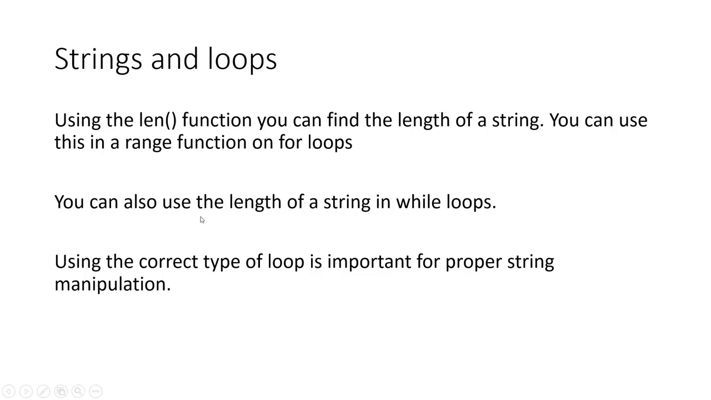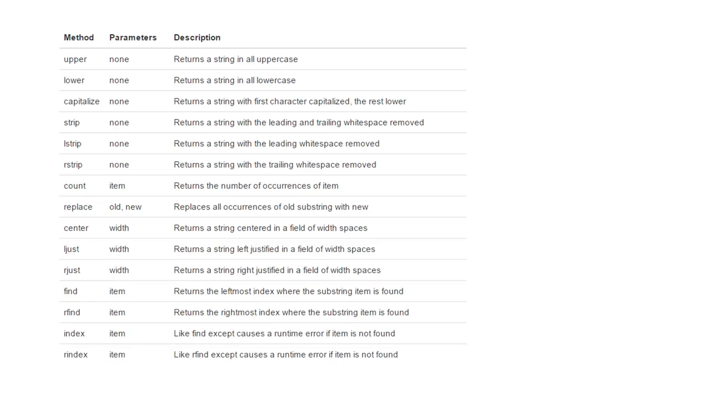And you can also use the length of a string when you use while loops. We talked about while loops last week. Using the correct type of loop is important for proper string manipulation. Sometimes a for loop is the correct type of loop, sometimes you want to use a while loop, and it's important to be able to make that distinction.